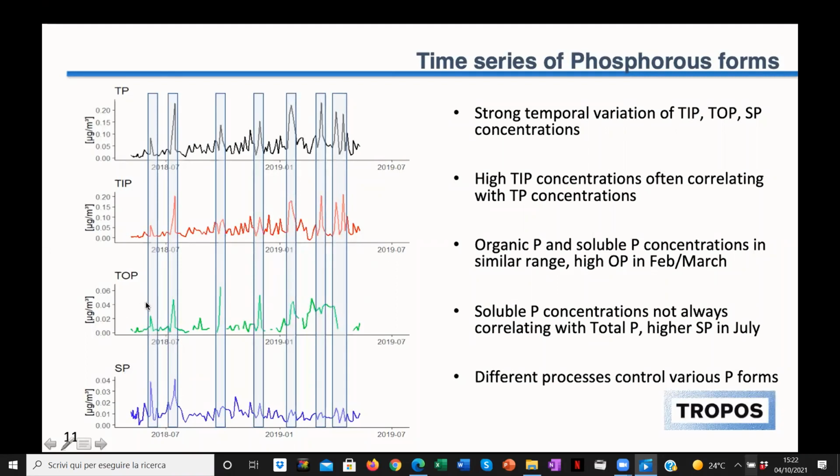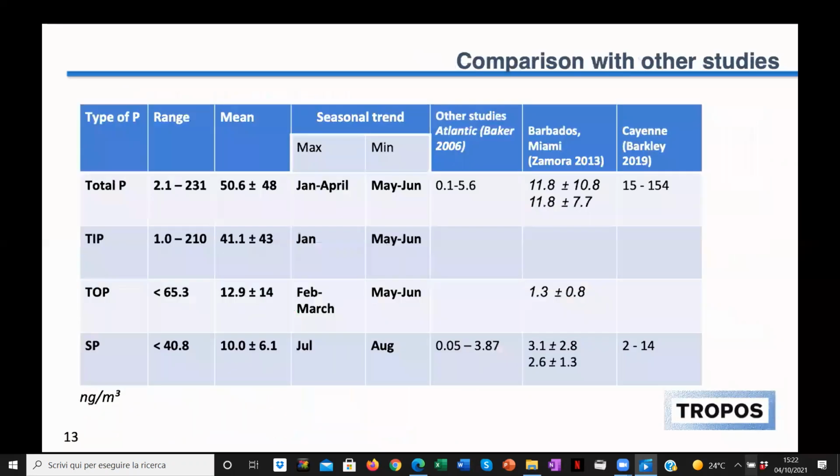However, the peaks in the total organic phosphorus were observed mostly in the months of February, March, while the peaks in the soluble phosphorus were observed mostly in the months of July. So this shows very different seasonal trends of the different phosphorus forms, indicating that the various phosphorus forms may have different sources or different processes propagating their presence.